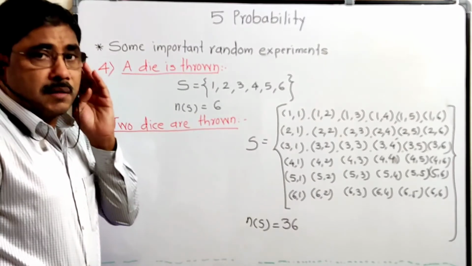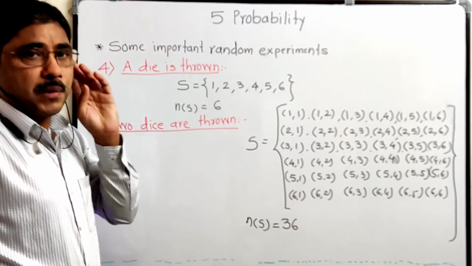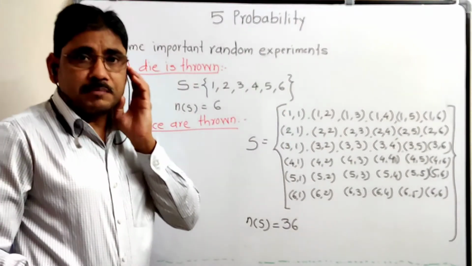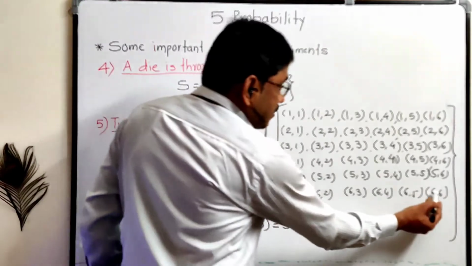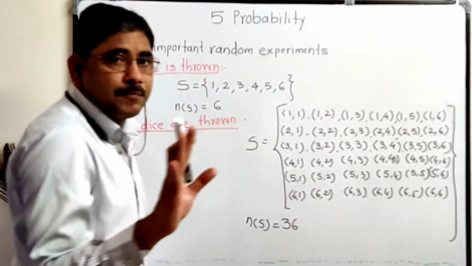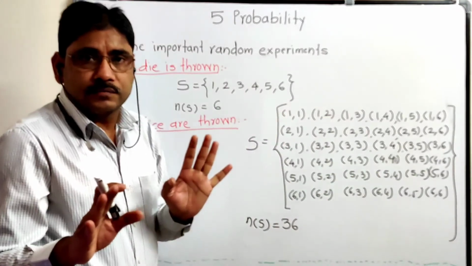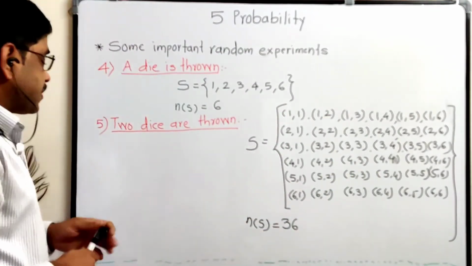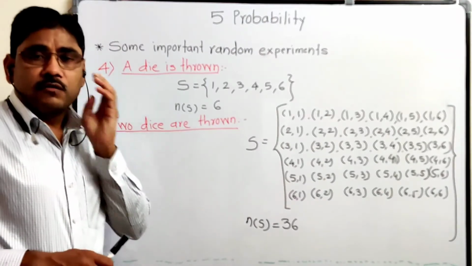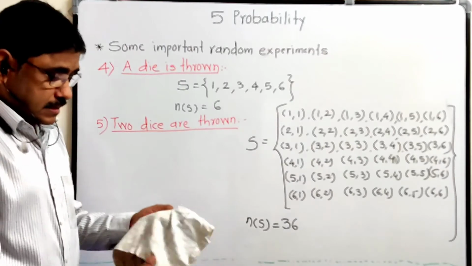So here the minimum sum of the numbers on the upper face is 2. सबसे कम एडिशन 2 आएगा और मैक्सिमम सम आएगा 6 plus 6, 12. So the sum is between 2 to 12. Remember this one. So these are the 5 random experiments which are very, very important for this chapter, probability.